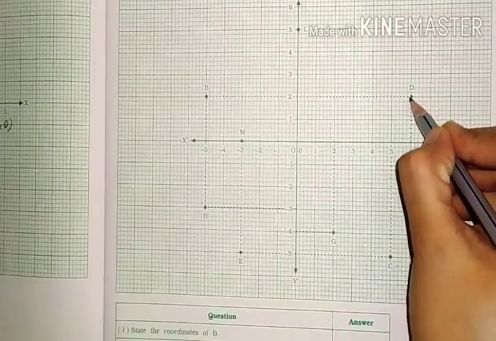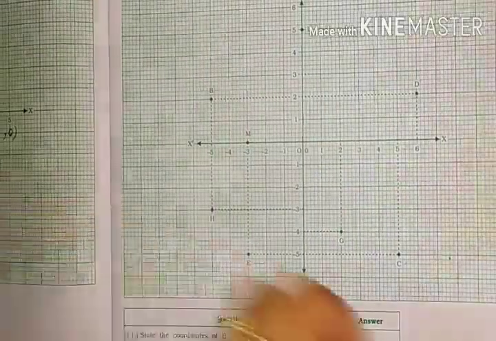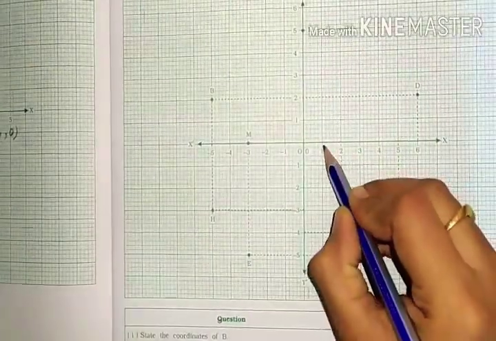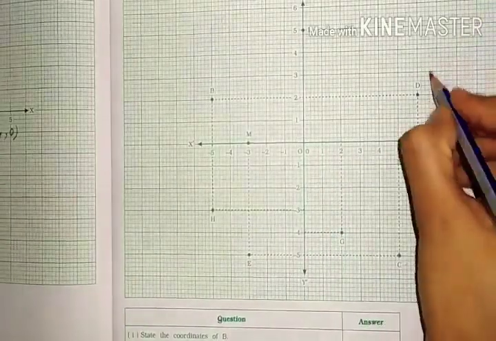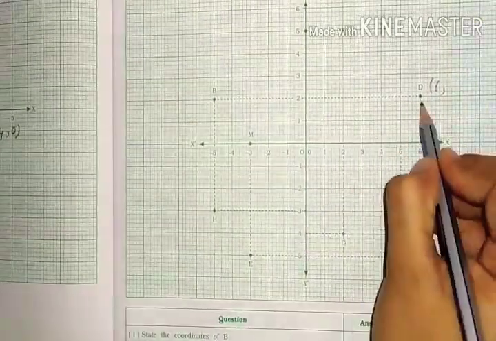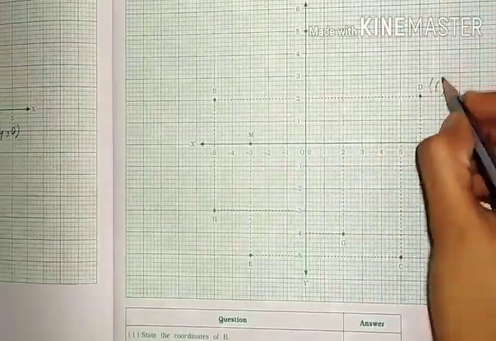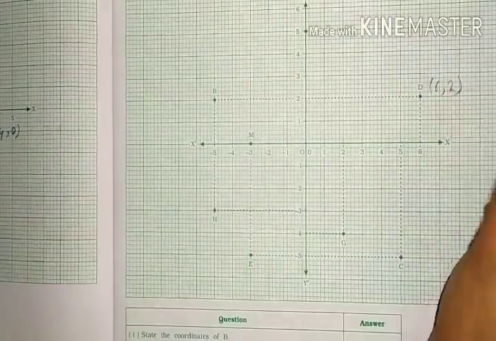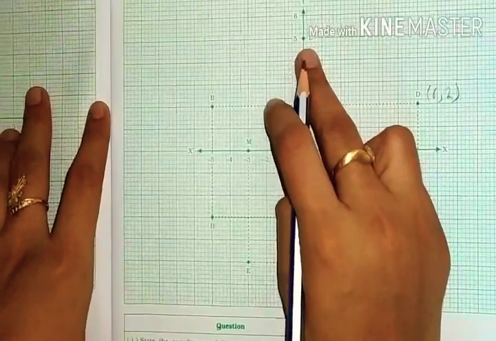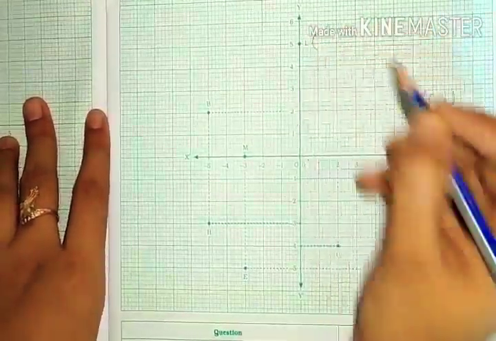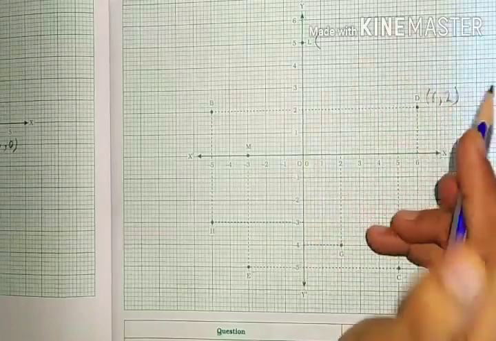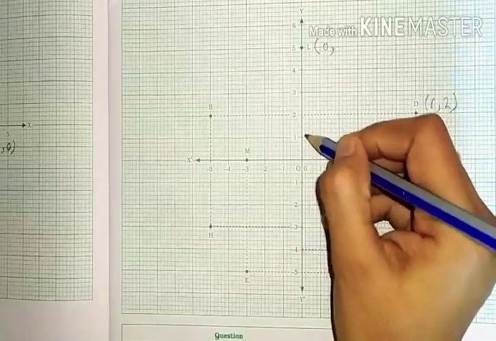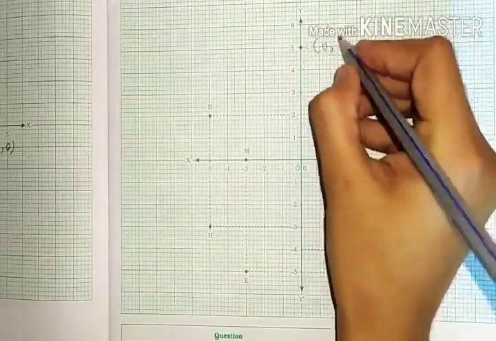First point is D. The x coordinate of D is 6. You can see 1, 2, 3, 4, 5 and 6. And the y coordinate of D is 2. Therefore, the coordinate of D is equal to (6, 2). Similarly, we can write the coordinates of L. L is on the y-axis. Therefore, the x-coordinate of L is equal to 0 and the y-coordinate of L is 1, 2, 3, 4 and 5.